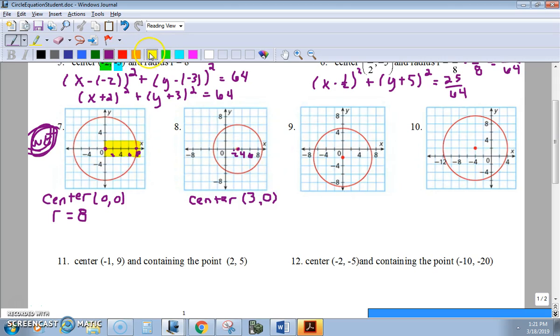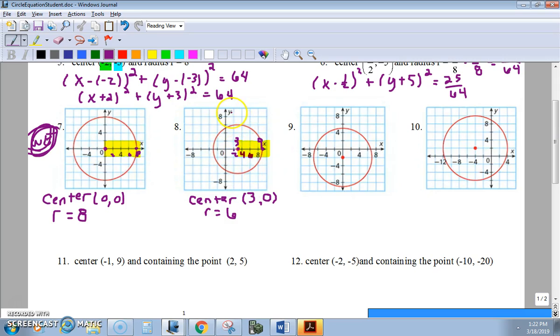Now I have to figure out how far it is from the middle of my circle to the edge. And it looks like the point out here is at 9. And if this is 3 and this is 9, then there's 6 numbers in between them, right? So my radius must be 6. Okay. And you can check it.